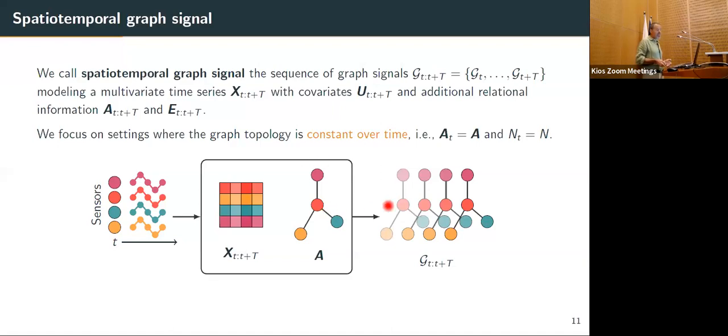Which means that as time passes and evolves, you will have different graphs. If you don't get anything from one sensor, because maybe it is off, that node will disappear at that instant of time. Okay?